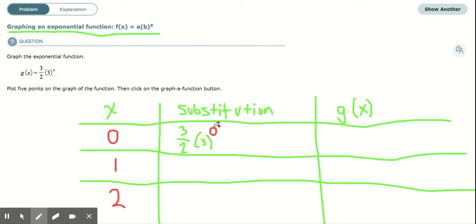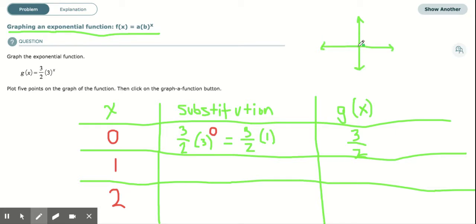Now, whenever you have something to a 0 power, that is just 1. It doesn't matter what you're putting to the 0 power, the answer is always equal to 1. So this is going to be equal to 3 halves times 1. And anything times 1 is itself, so the g of x is 3 halves. So if we are putting in our ordered pair, we're going to plot the point at 0, 3 halves.